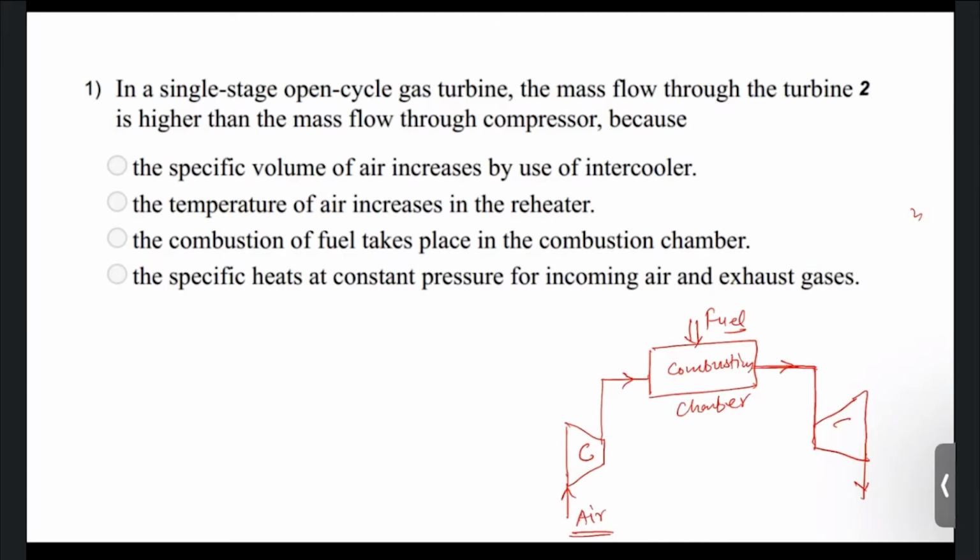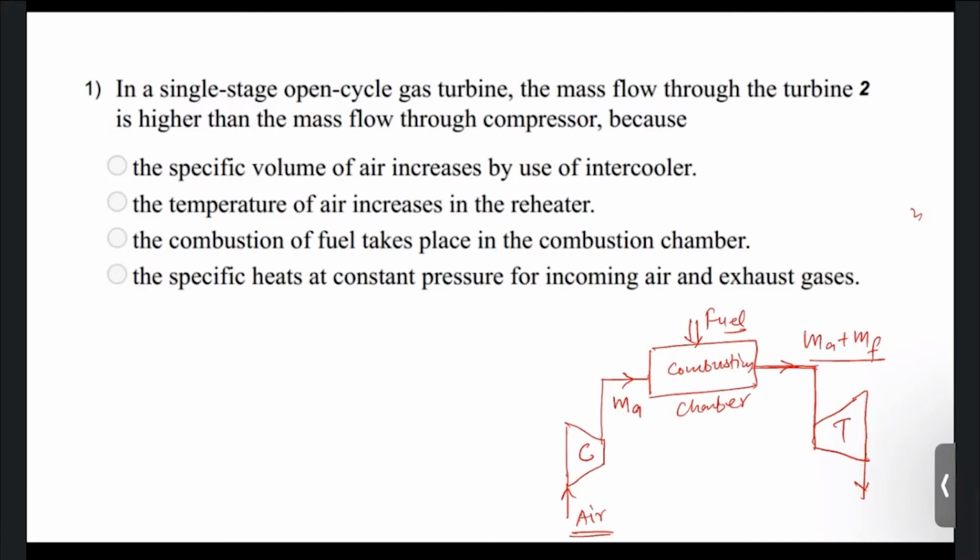So that's why if we have a mass m_a here, we will have a mass m_a plus m_f, that is the mass of fuel plus air. So that's why the combustion products going through the turbine have a higher mass flow rate than the flow through the compressor. Okay, so let's check the options.